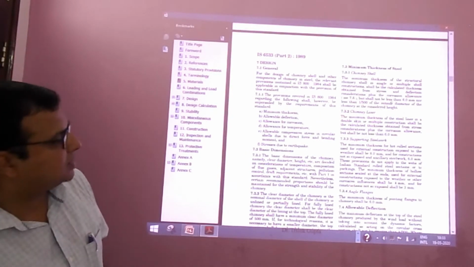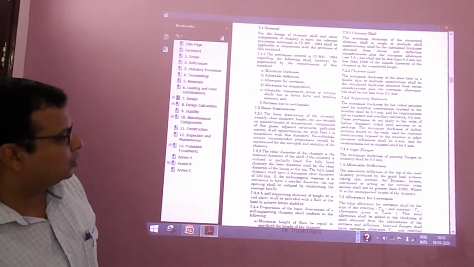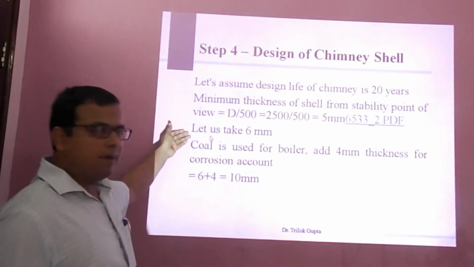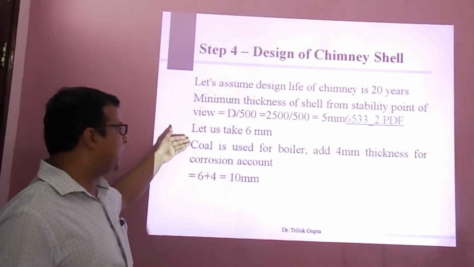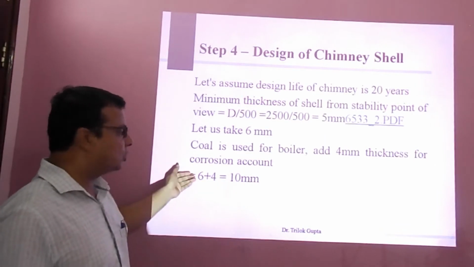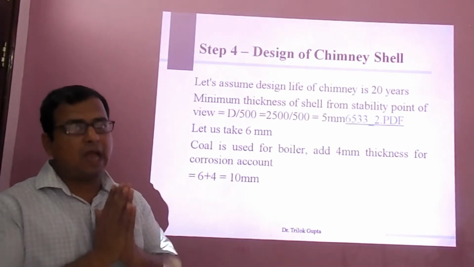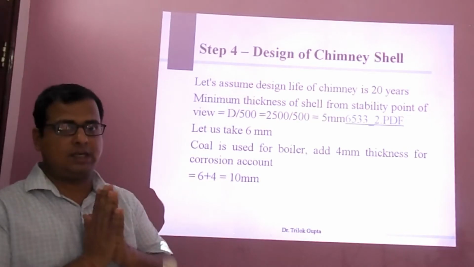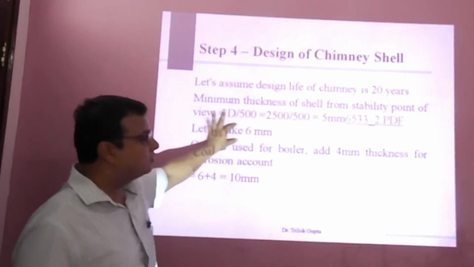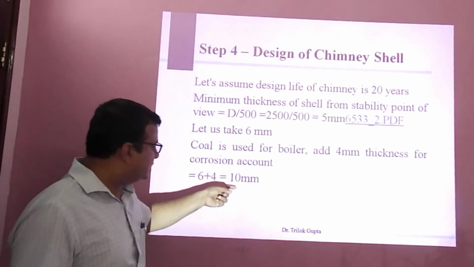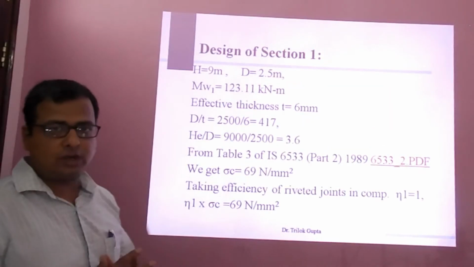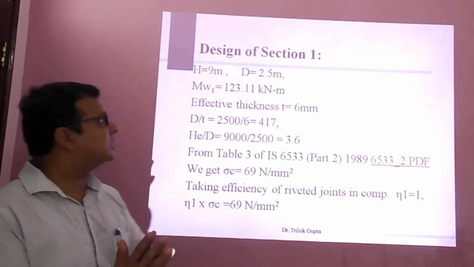So we have to take 6 mm and we have to take the corrosion allowances. So we have taken it 4 mm. So we have assumed our effective thickness 6 mm, but we have taken 4 mm thickness for the corrosion allowances, so total will be 10 mm. But when we calculate the maximum stresses due to compression as well as tension, we will take only the effective thickness of the chimney. We will not consider this 4 mm, that means 10 mm. Okay, so now first of all we will design our first section, section 11.